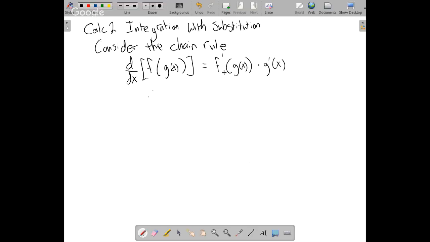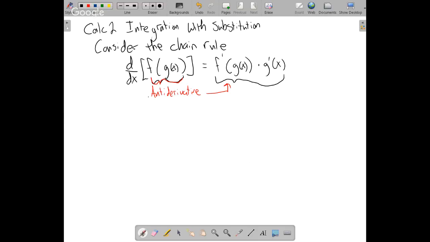Now, taking this in reverse, if we have this particular thing right here, then the original function over here is an antiderivative of the derivative over there, right? Antiderivative is just the backwards.